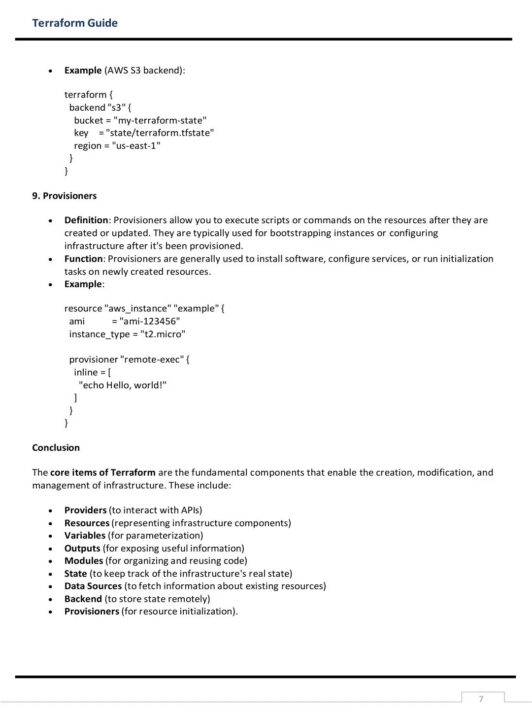The core items of Terraform are the fundamental components that enable the creation, modification, and management of infrastructure. These include the providers to interact with APIs, resources representing infrastructure components, variables for parameterization, outputs for exposing useful information, modules for organizing and reusing code, state, to keep track of the infrastructure's real state, data sources, to fetch information about existing resources, backend, to store state remotely, and provisioners, for resource initialization.